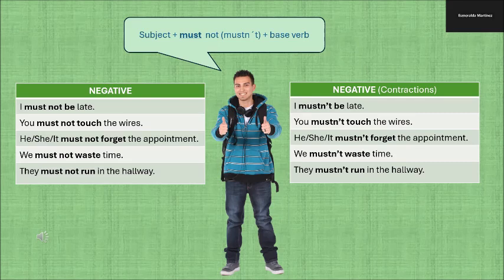In negative with contractions, we have I mustn't be late. You mustn't touch the wires. He mustn't forget the appointment. She mustn't forget the appointment. It mustn't forget the appointment. We mustn't waste time. They mustn't run in the hallway.